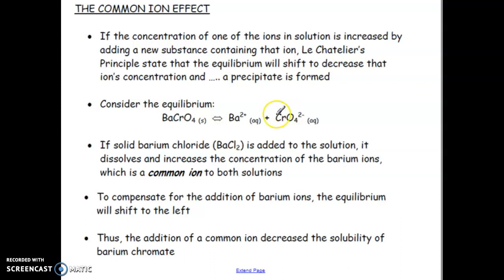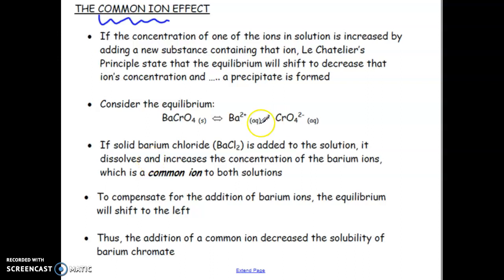So for example, let's say we have barium chromate and we are adding it to a solution of silver chromate. If I had chromate already present, I'm actually not going to be able to dissolve as much barium chromate as I normally would because you already have those ions present. Hence the term common ion effect. There is an ion that is already present that you're trying to continue dissolving more in.